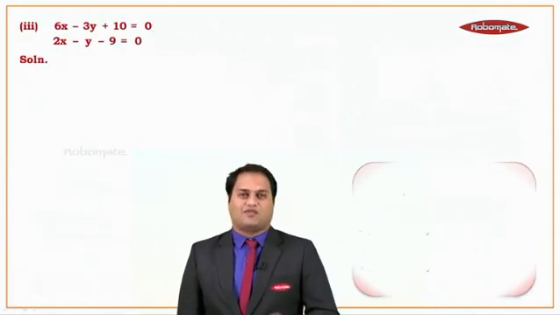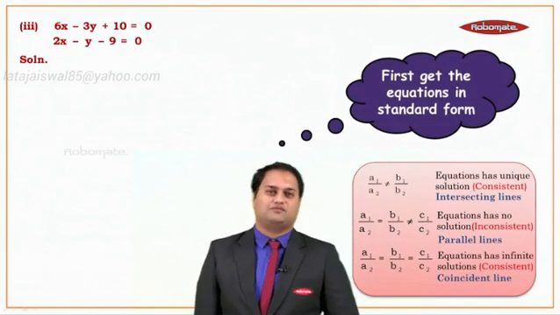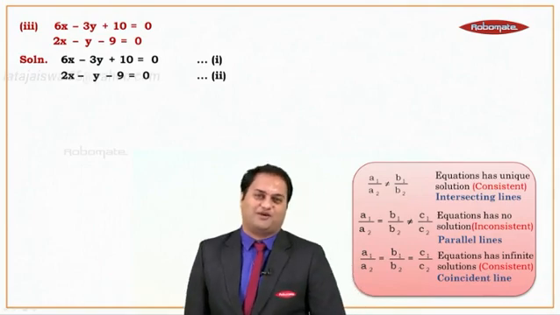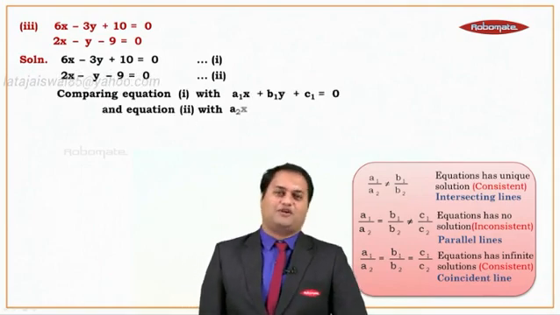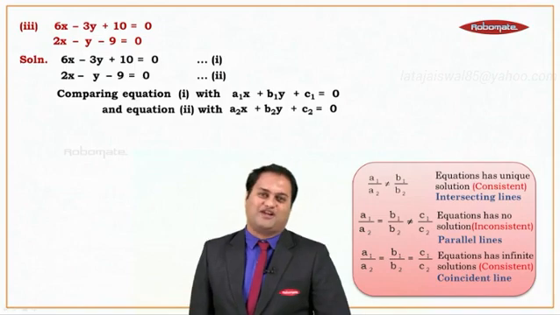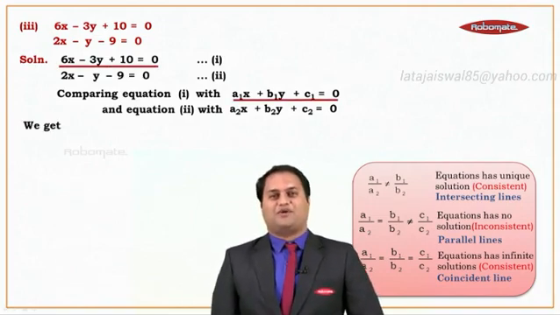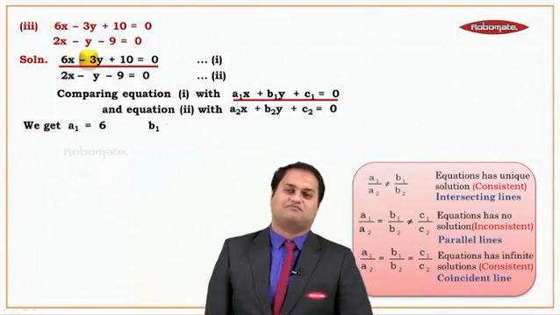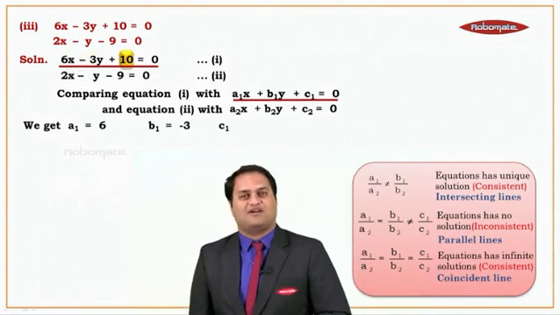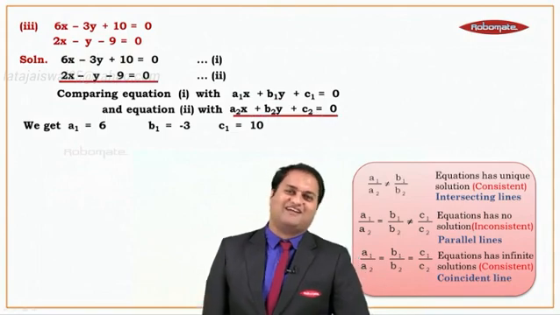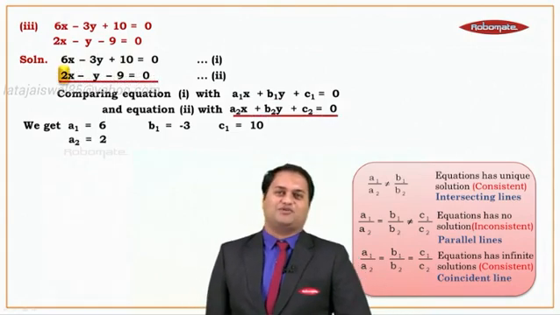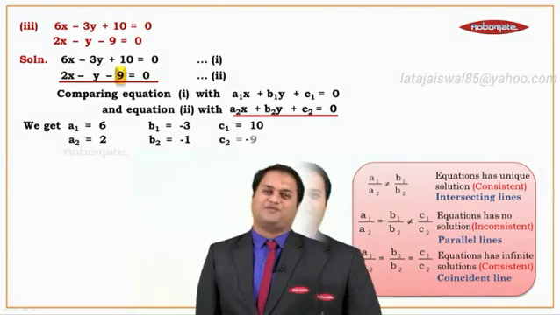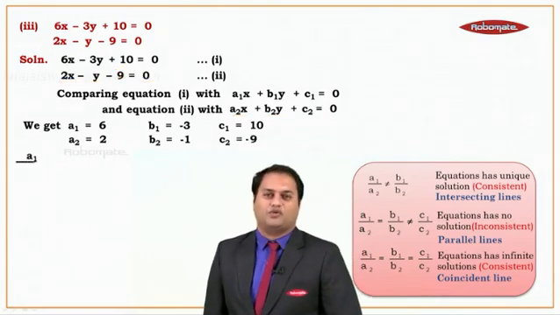Okay. Table for your reference. What is the first thing we do? Standard form. Are the equations in the standard form? Yes. Number them as 1 and 2. Now compare. First equation to get A1, B1, C1. Second equation to get A2, B2, C2. Chalo, let's compare the first equation. How much is A1? 6. How much is B1? -3. How much is C1? 10. Right? Now A2, B2, C2. How much is A2? 2. How much is B2? -1. And how much is C2? -9.